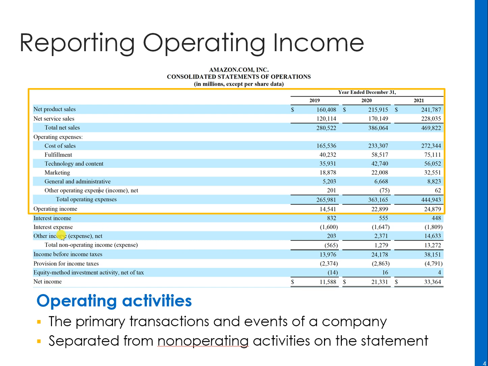So that is not the case for Amazon. We see for non-operating items, interest income and expenses are reported. Also have a provision for income taxes. Okay. And there's no discontinued operations. But there's one more item, equity method investment activities, net of tax.